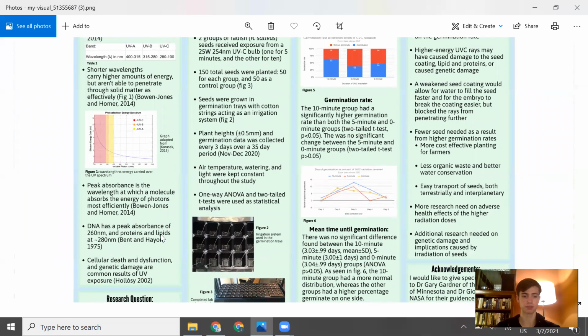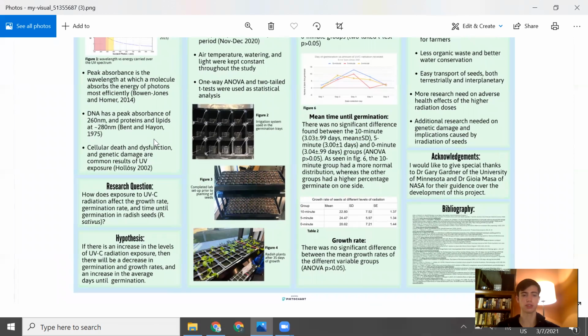My research question was, how does exposure to UV radiation, and UVC radiation in specific, affect the growth rate, germination rate, and time till germination in radish seeds, Raphanus sativus? My hypothesis was, if there's an increase in levels of UVC radiation exposure, then there'll be a decrease in their germination and growth rates and an increase in the average days until germination.